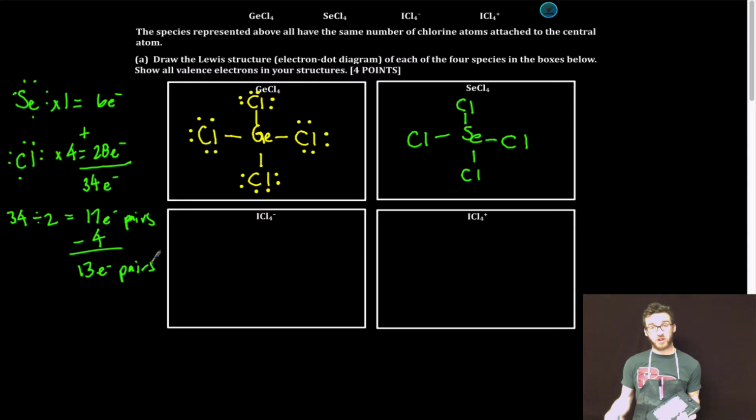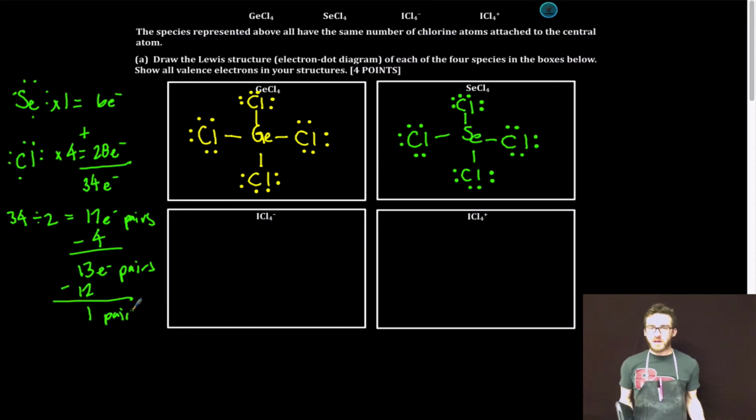First, assign them to the terminal atoms, completing their octets. Boom! Subtract the number of pairs that you used to do that. Notice that this time I have pairs left over. If you have pairs left over, after you provide an octet to all the terminal atoms, place it on the central atom. Boom! Subtract. I've used all of my pairs.